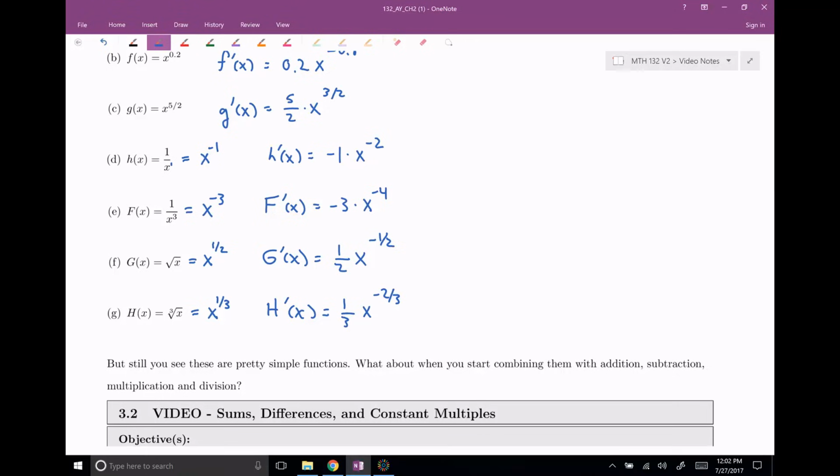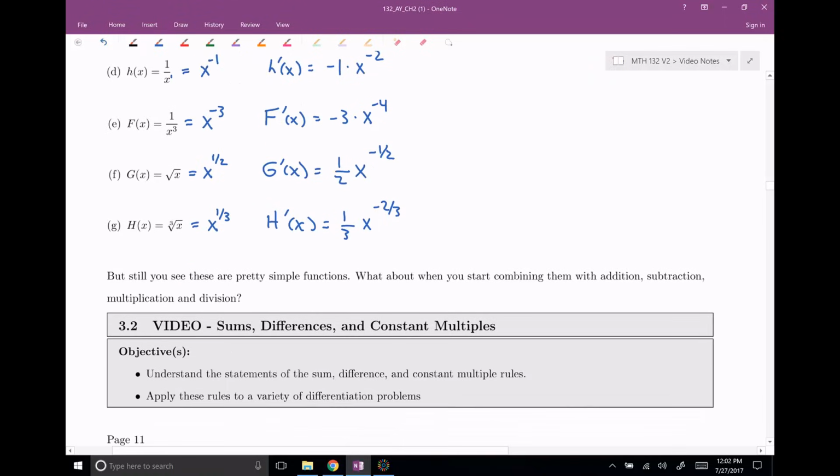Still, though, the claim is these are pretty simple functions, right? So we want to start combining these things with more functions. So let's start adding them together, subtracting them, multiplying, dividing. So our next video here, we're going to talk about sums, differences, and constant multiples.